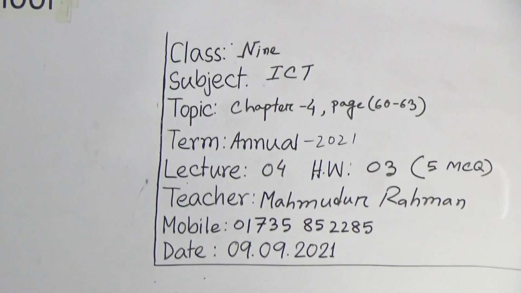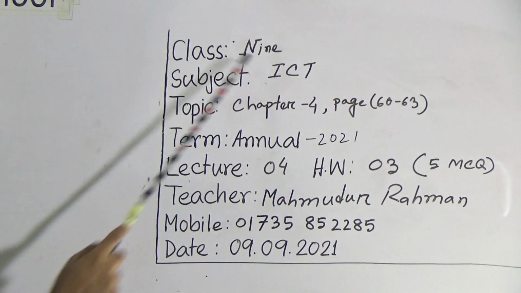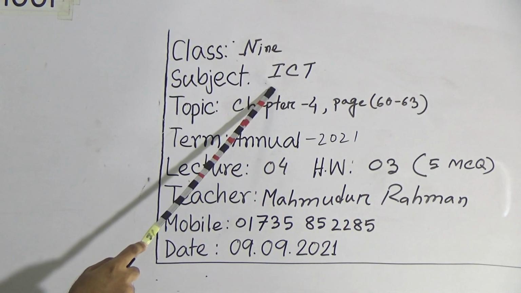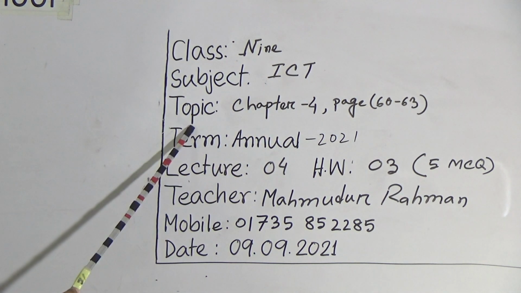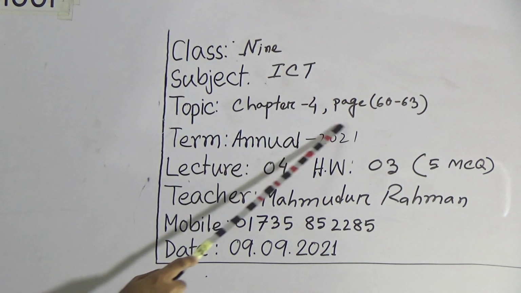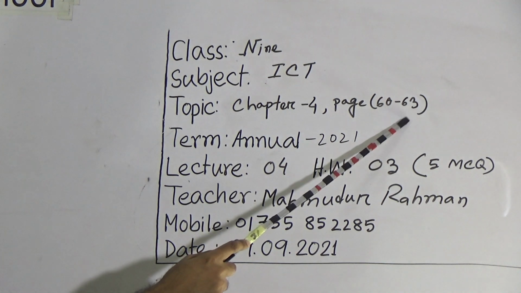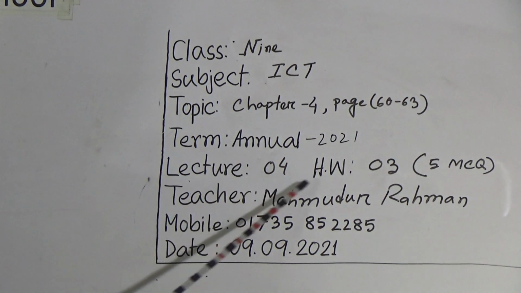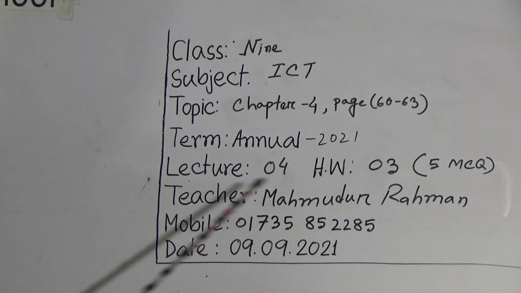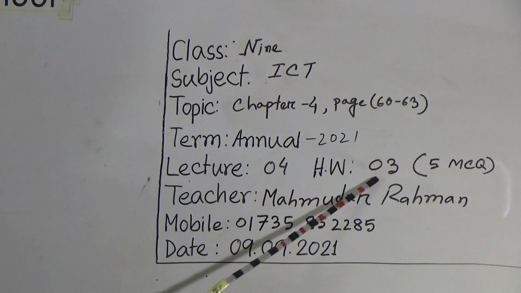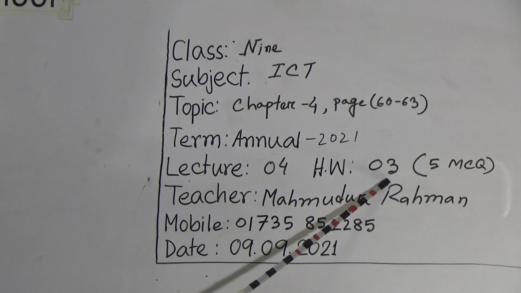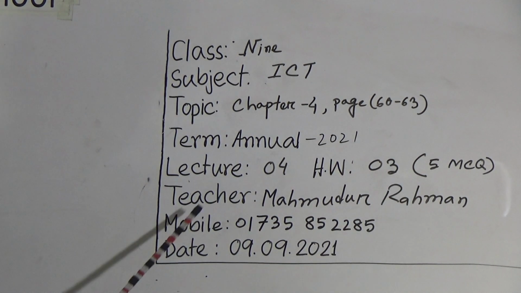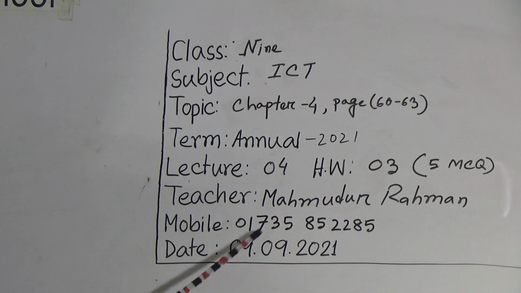This is the class for the students of class 9, subject ICT or Information and Communication Technology, topic chapter 4, page 60 to 63, term annual, lecture number 4 and HW number 3. I repeat again, this is your lecture number 4 and your homework number 3, and you will do 5 multiple choice questions as your homework. Teacher Mahmudur Rahman, and this is my mobile number.